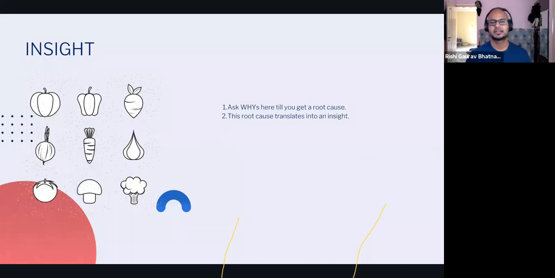Insight is when we ask whys and go deeper into the root causes. Once we go deeper into a root cause, we ask a few more questions and then define an insight. I'll give you a few examples of insight, one example of need, and then some examples of the user as I bring all of these things together.